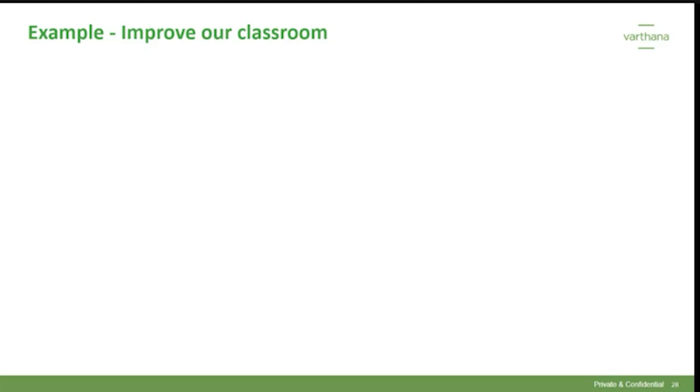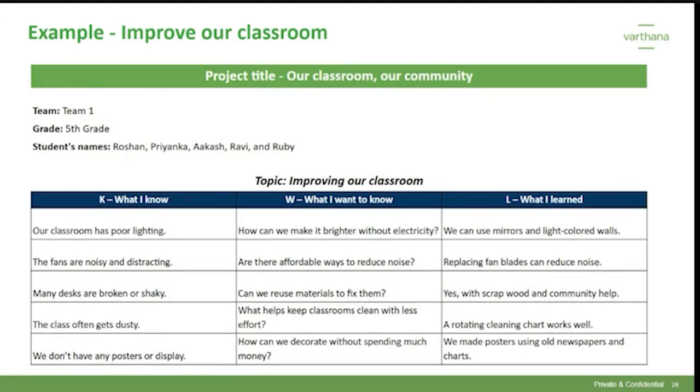Now let's understand this by a simple example. There is a project and its title is Our Classroom and Our Community. It's basically a 5th grade topic, and here we want to know how we can improve our classroom. So what we know about the classroom, what we want to know. Students write that our classroom has poor lighting, the walls are not decorated, it is dusty, the benches are not arranged. And what they want to know is how they can arrange their classroom and make it better, brighter, and how they can reuse material to decorate the walls.